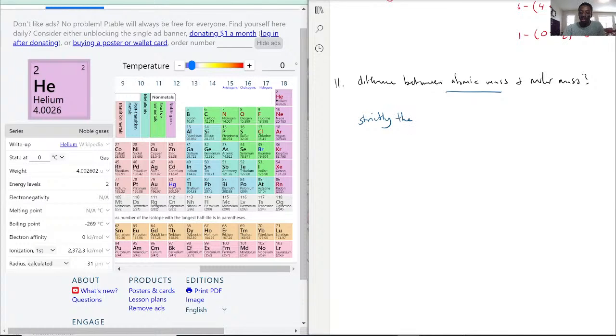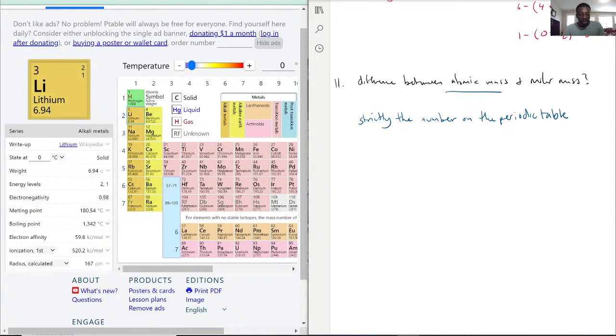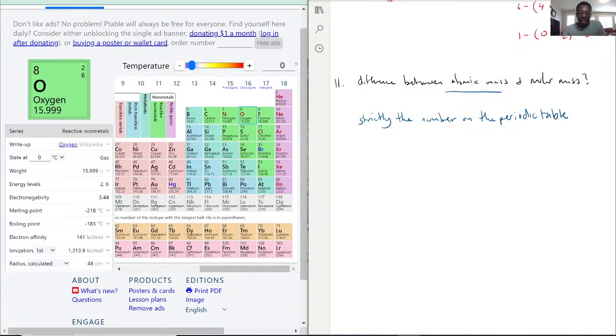the number on the periodic table. If you look at the periodic table, when they give you the atomic mass units, it's right here at the bottom. Lithium, atomic mass of 6.94, beryllium, 9.0122, oxygen, atomic mass 15.999. That is what atomic mass means.